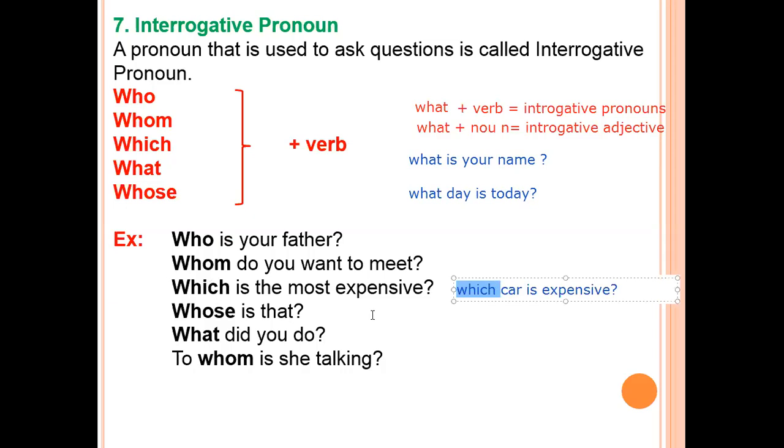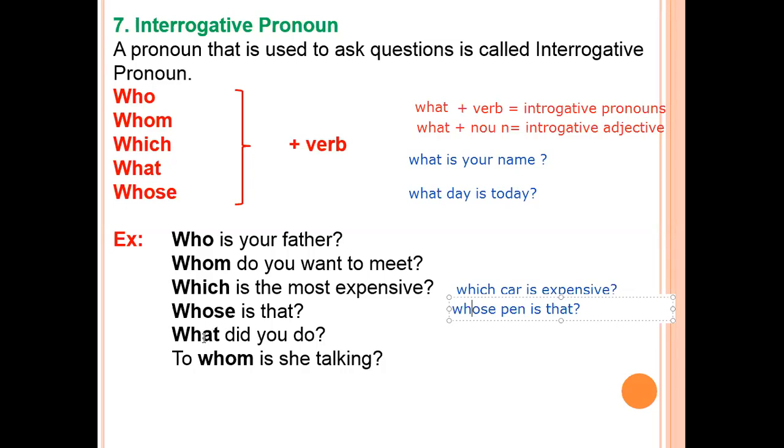For example, whose. We have written here, whose is that? Or if I say, whose pen is that? Whose is that and whose pen is that? Clear? There is a big difference. After whose, what have I used here? Pen. And pen is called what? It's a noun. So whose pen is called an interrogative adjective, while whose is that is called an interrogative pronoun.